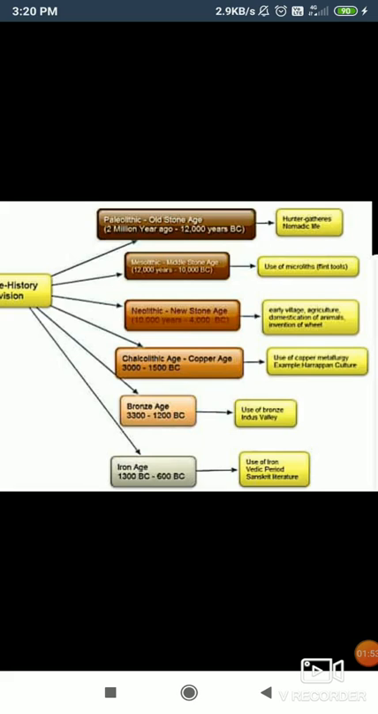Similarly, the second part is the Mesolithic Age. Paleolithic is called the Old Stone Age, and similarly the Mesolithic Age, the second one, is called the Middle Stone Age. During the Middle Stone Age, they learned the technique of making tools from stones. They started making weapons from the stones. It started in 12,000 BC and lasted until 10,000 BC. It was for 2,000 years, the Mesolithic Age.